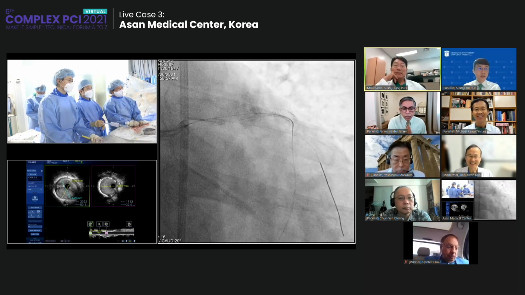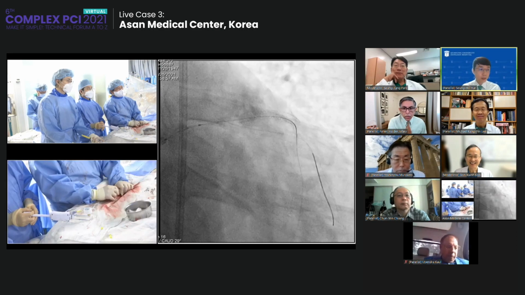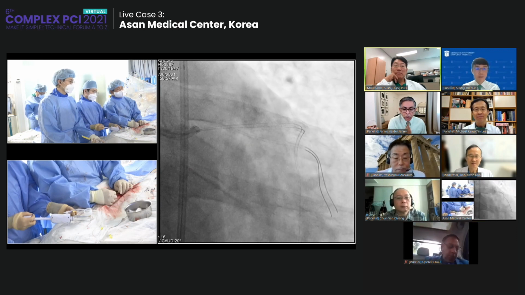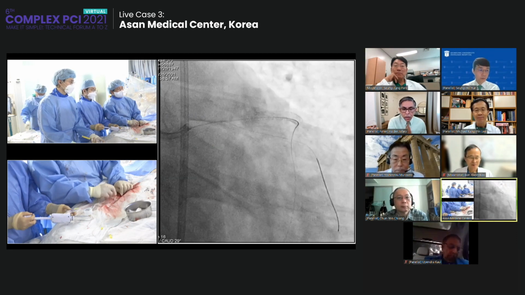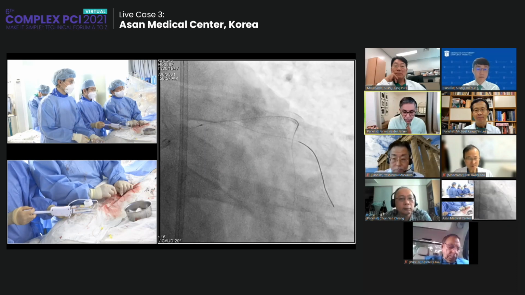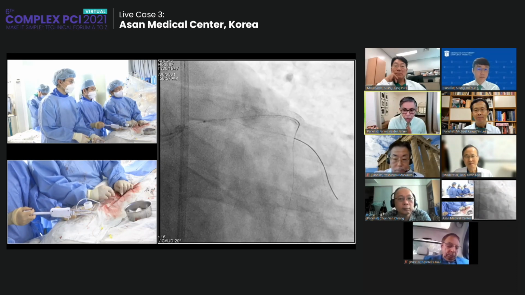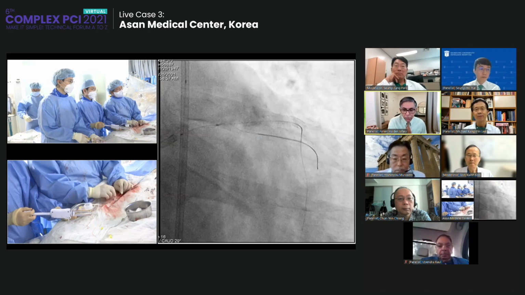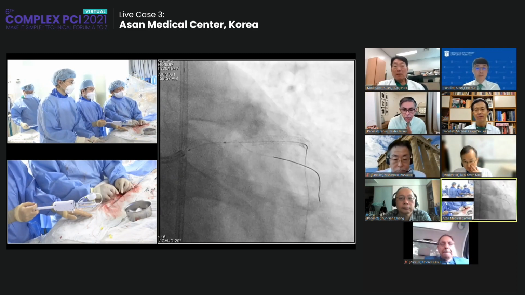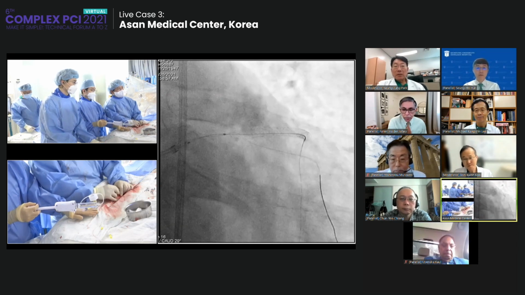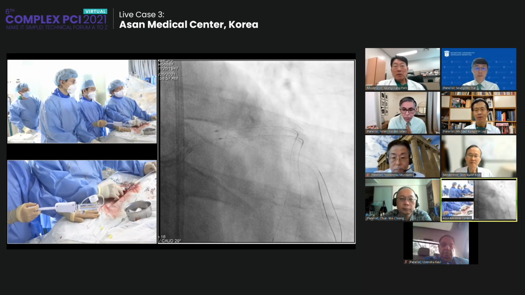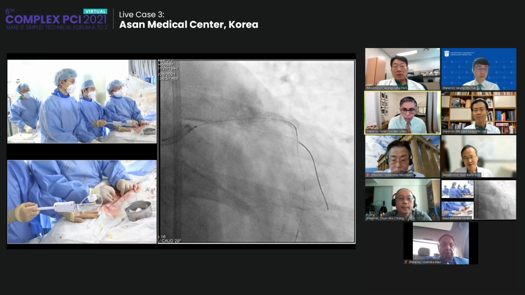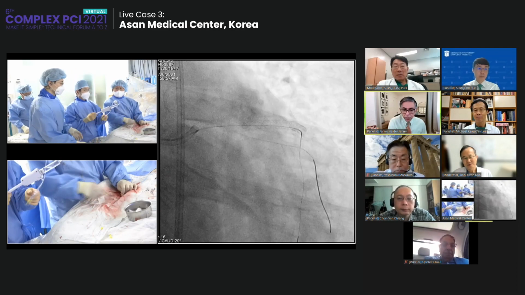So, what about the size of the balloon? This is 3.5, non-compliant. Yeah, non-compliant. Whatever you use, whether it's a cutting balloon or high pressure balloon, it's important to re-image after dilating to make sure the calcium is flat. Yes, calcification is very severe. The balloon is not easy to pass through. Yeah, 3.5 is too big. Maybe start with a 2.5. Anyway, 2.5 high pressure balloon, please.